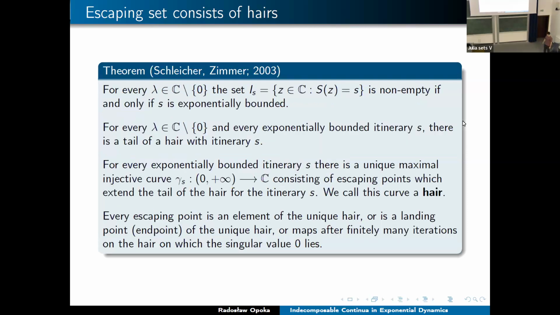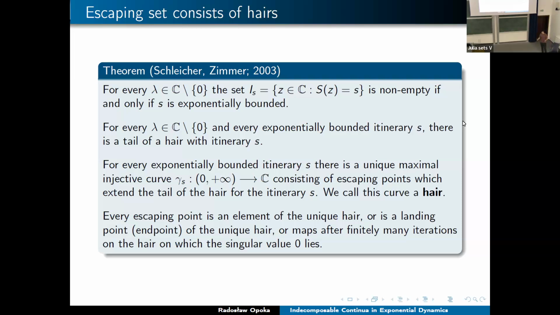Okay, so we now have a powerful theorem, which is in fact the composition of a few theorems. Schleicher and Zimmer proved that, first of all, if we define the set I of S, which is the set of all points sharing a given itinerary, this set is non-empty if and only if the itinerary is exponentially bounded. Moreover, every such set I of S, if the itinerary is exponentially bounded, contains a tail of a hair with itinerary S.